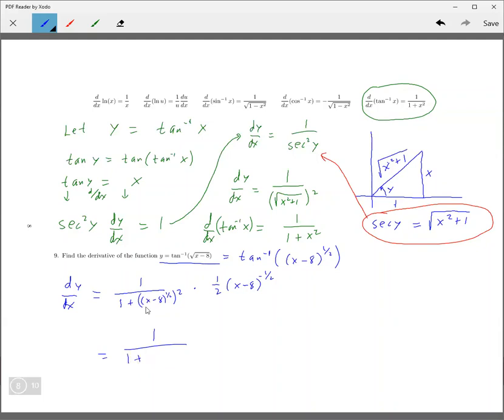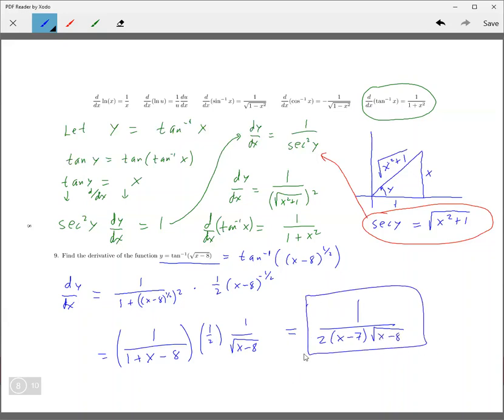This is 1 plus, and when you take the square root and then you square, you get the original thing back. That's x minus 8. And that's all times, there you've got a 1/2, and you have this right here, which is 1 over the square root of x minus 8. And when the dust settles, you've got this 2 here. This right here is x minus 7, and this right here is the square root of x minus 8. So that's the derivative of the inverse tangent of the square root of x minus 8.